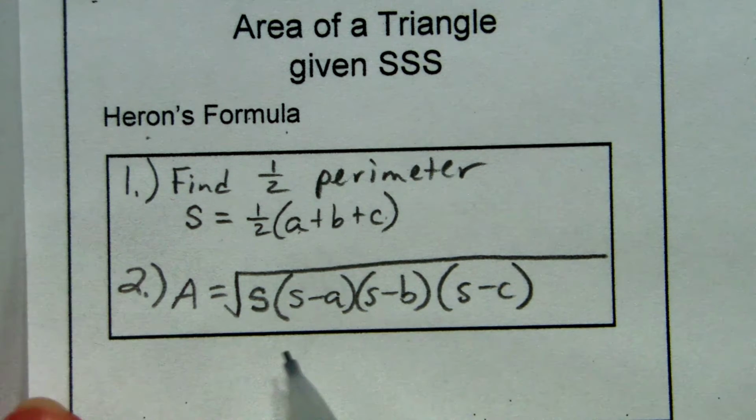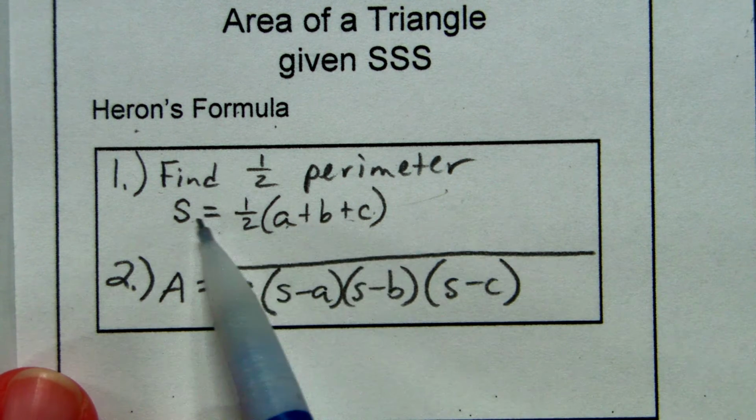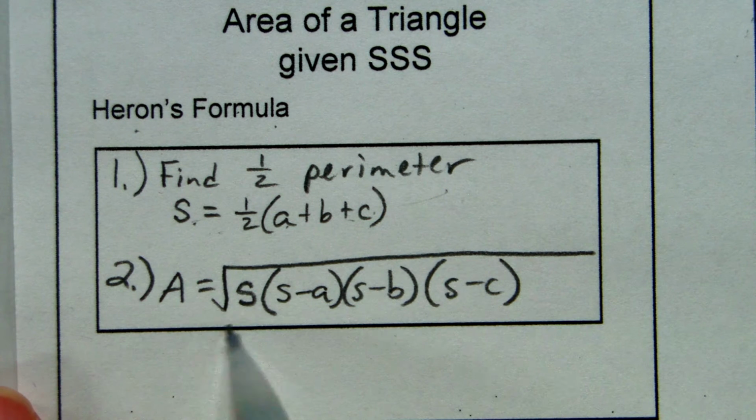So we were just finishing up writing out that formula. You find half the perimeter, that's called the semi-perimeter. S for semi means half. And then you're putting it into this formula.